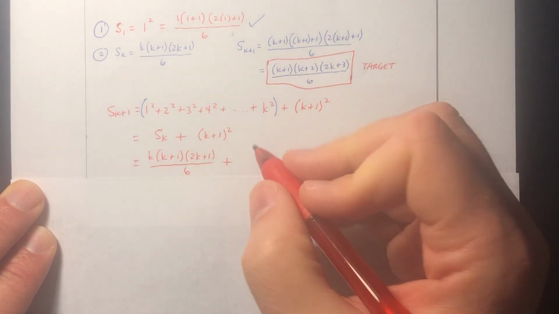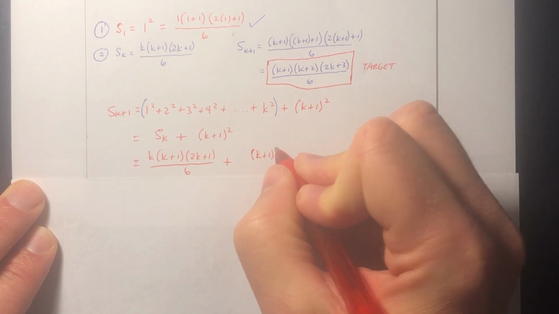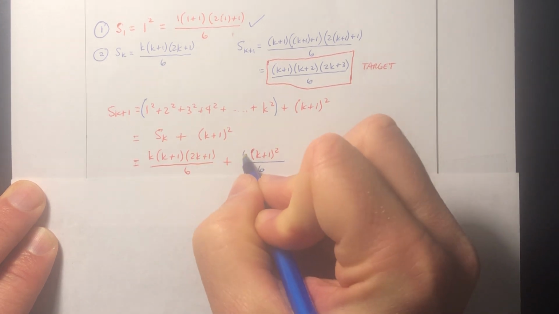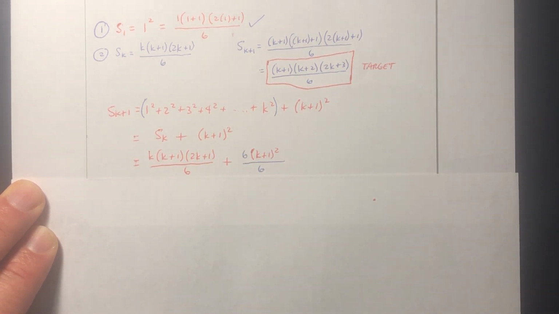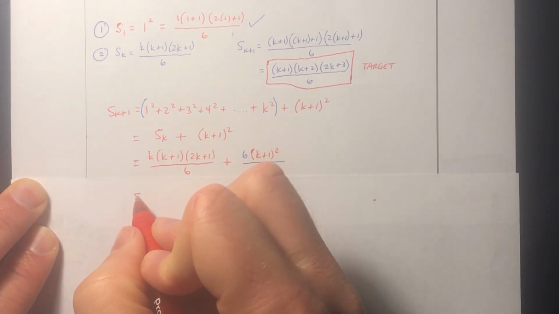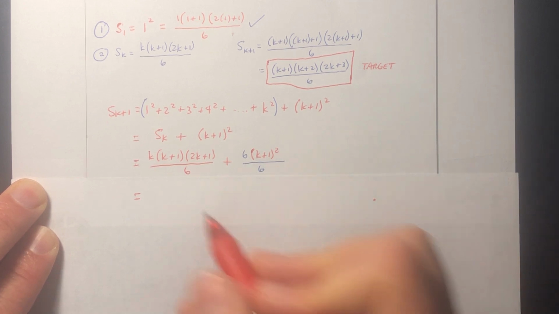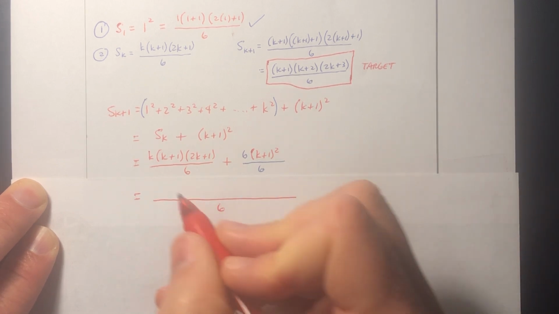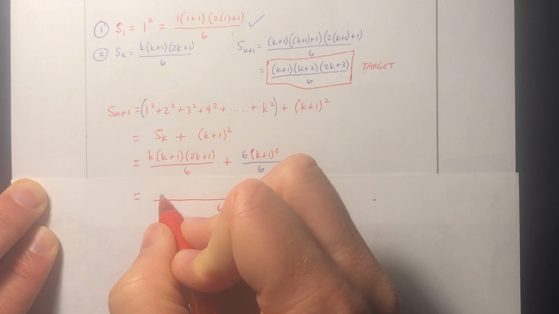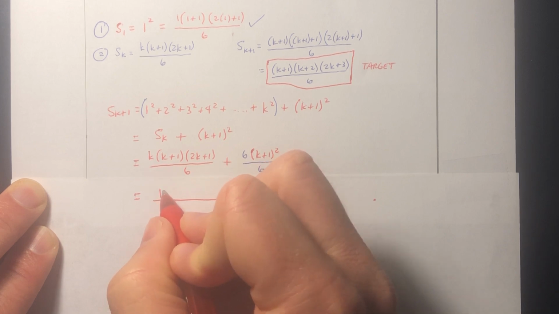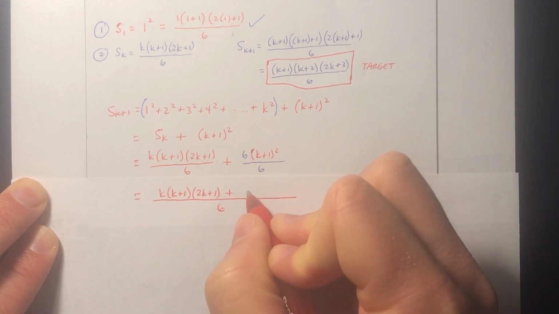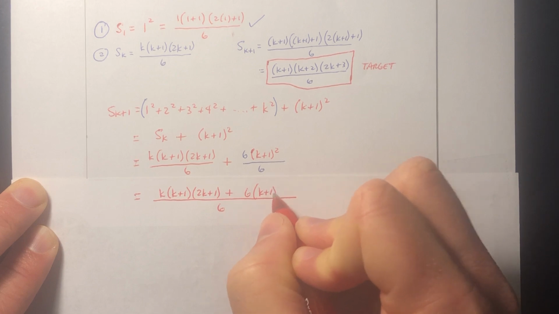Now I'm going to bring this down, but because of this 6 in the denominator, we're going to eventually need a common denominator. So I'm going to do that. So we're going to multiply the top and bottom by the same number to maintain that balance. Okay? All right, so this is a very tricky problem. Now, because of that 6 down below, that's our common denominator. Okay, so we're going to have k times k plus 1 times 2k plus 1 plus 6 times k plus 1 squared.